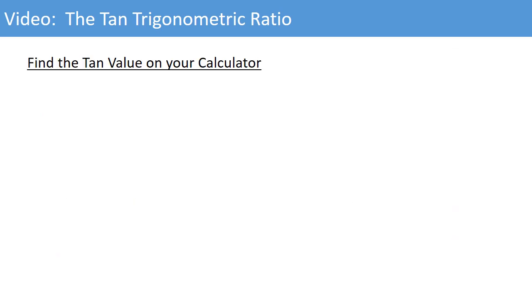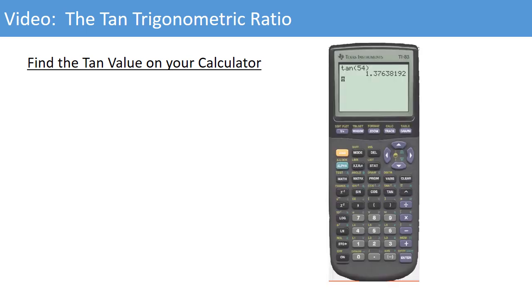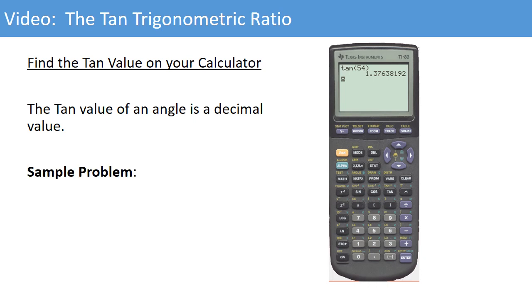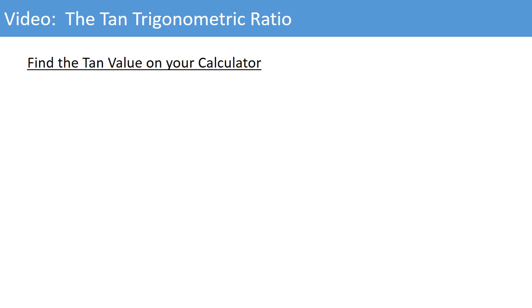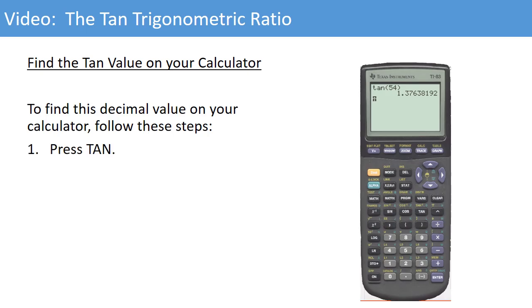Now that we know what the tan value is, how do we find its value on the calculator? For this example, I'm going to use a Texas Instruments TI-83. The tan value of an angle is a decimal value. Here's a sample problem to help us know how to use our calculator. What is the tan value of 54 degrees? Here are the steps that you need to follow.